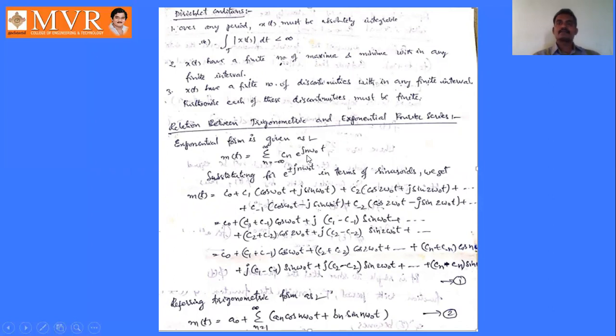Let us take e power plus or minus jn omega naught t. This is in the form of e power plus or minus j theta. So e power plus or minus j theta can be written as cos theta plus or minus j sin theta. In the same manner, we will write e power plus or minus j n omega naught t as cos n omega naught t plus or minus j sin n omega naught t. Simply, we will expand this.